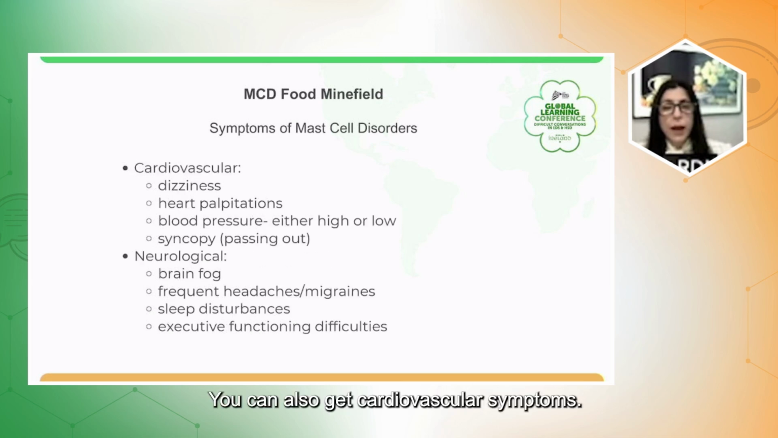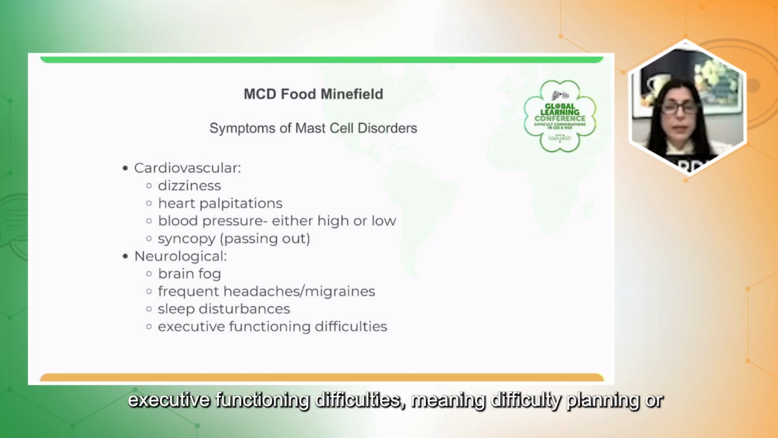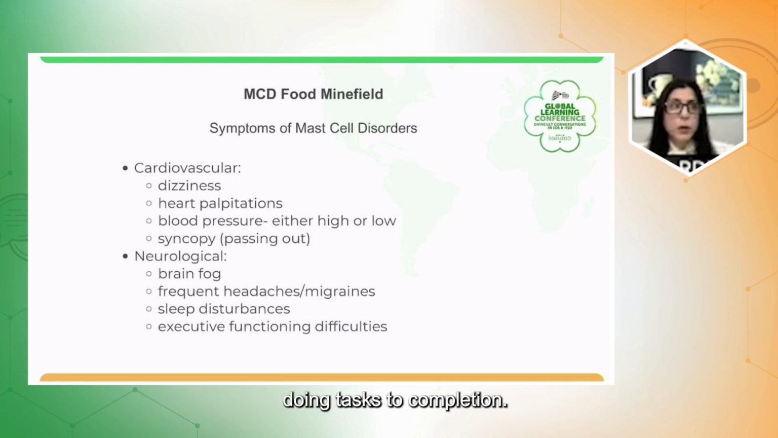You can also get cardiovascular symptoms. This would include dizziness, heart palpitations, blood pressure issues. So it can be, for some people, high blood pressure, for some people, low blood pressure, syncope or passing out. You can have neurological symptoms. Brain fog is very commonly seen. Frequent headaches and or migraines, sleep disturbances, and executive functioning difficulties, meaning difficulty planning or doing tasks to completion.